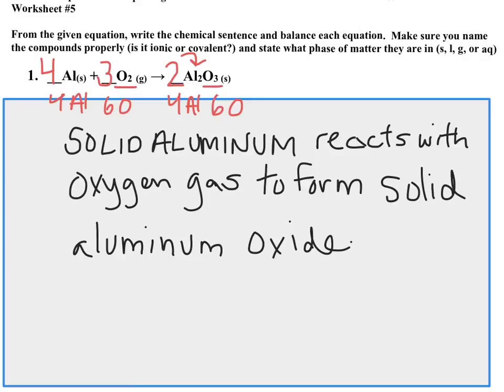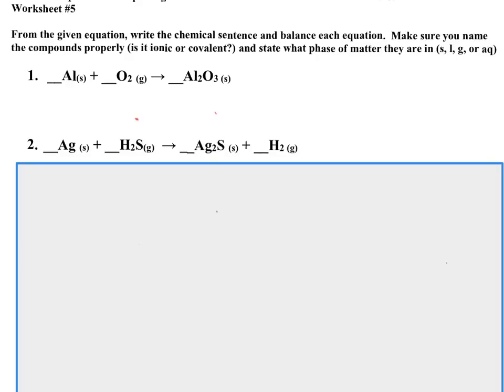And as I was saying earlier, you could turn this interpreting equation into even more information. You could now say 4 moles of solid aluminum react with 3 moles of oxygen gas to form 2 moles of solid aluminum oxide. Again, though, we don't have to keep the moles in there for this. We're just trying to get used to interpreting chemical equations. Let's look at problem number 2. In this case, to start with, we have solid silver, because Ag is silver and it's by itself.